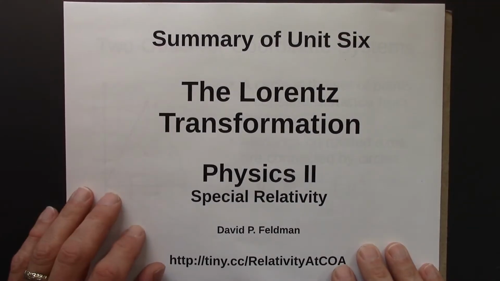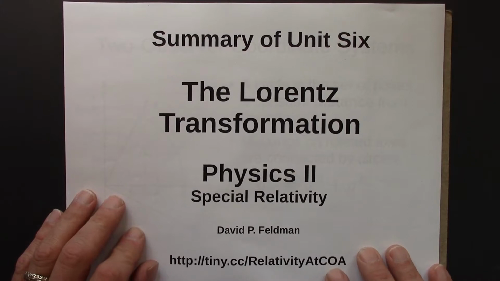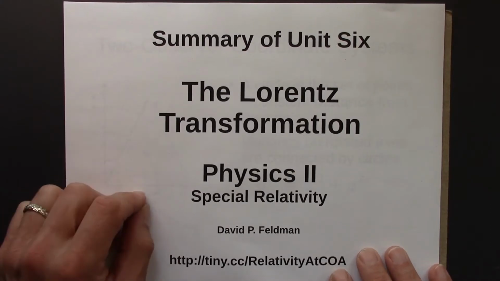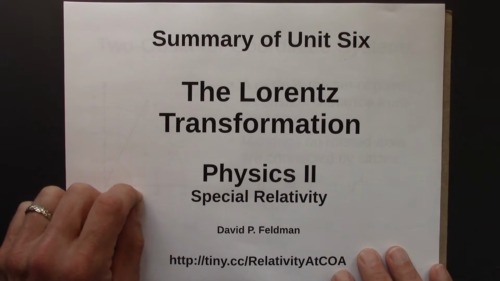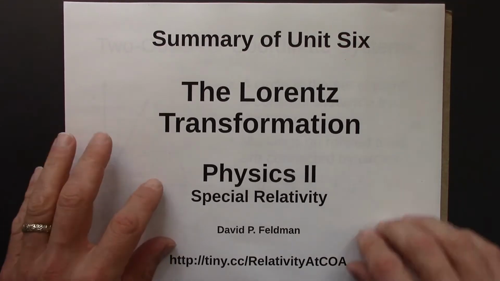So let's review what we've covered in Unit 6. Unit 6 is about the Lorentz Transformation. And that's a way of taking the spacetime coordinates for an event as measured in one reference frame and converting them to the spacetime coordinates in another reference frame.